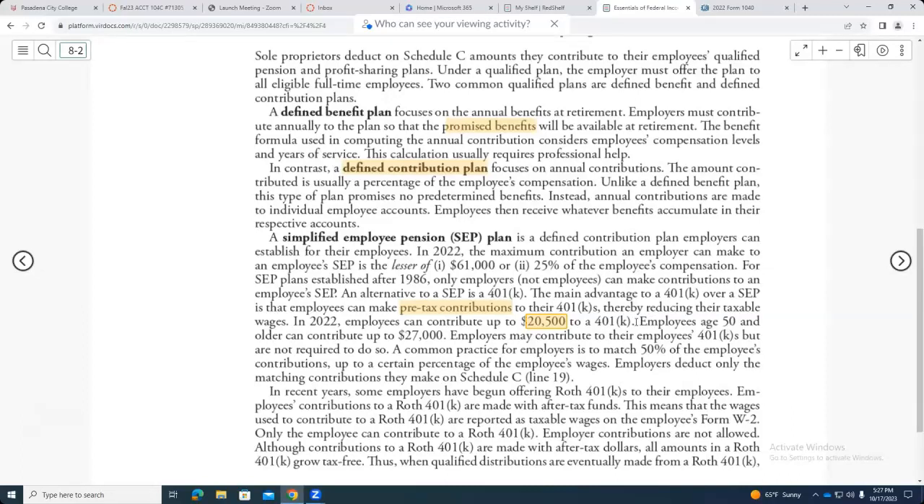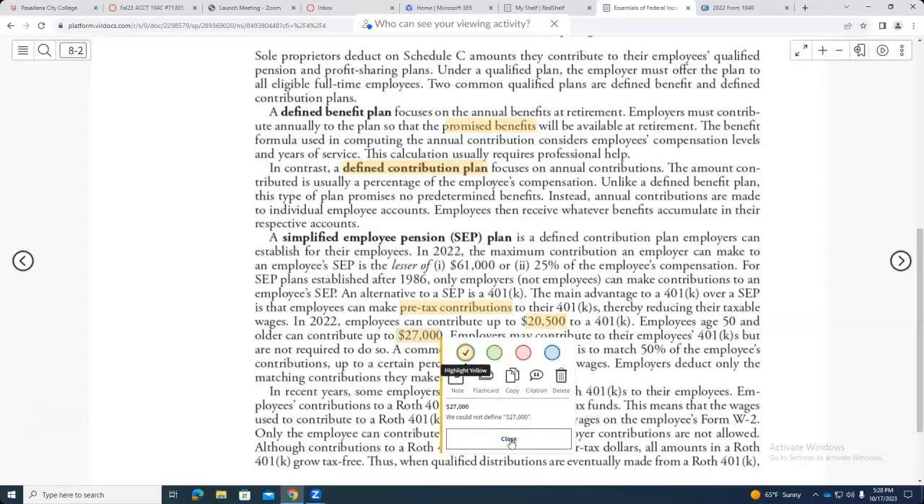We have a regular, let's say, 401k or Roth IRA that you create for personal purposes, and I believe the maximum contribution is $6,500. But here, because this is through your employment 401k, you can contribute up to $20,500 in this 401k that is offered by your employer. Employees age 50 and older can put a little bit more, $27,000. That's also good, right?